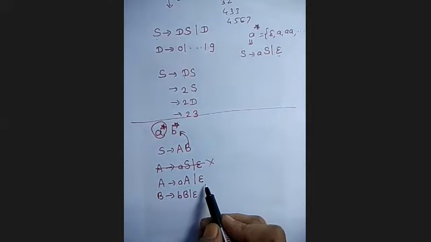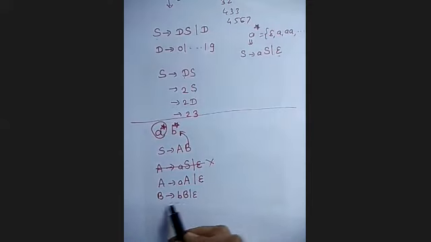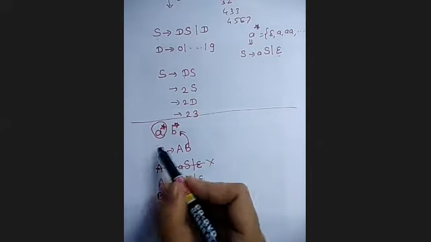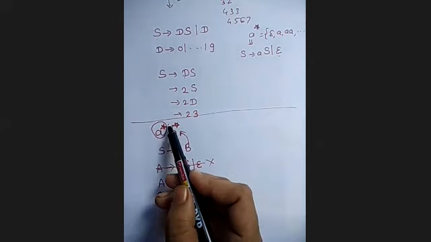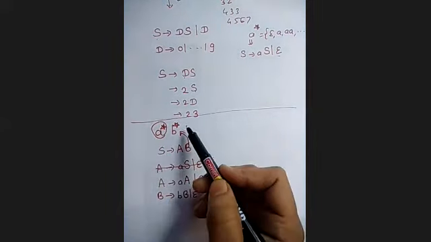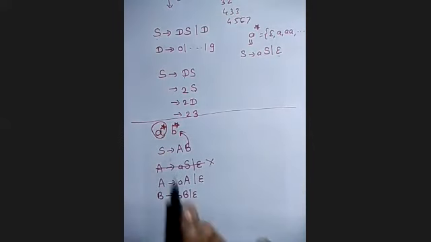This is what? A gives small a, capital A or epsilon. B gives BB or epsilon. Okay? So you can derive the strings and check what this language is: 0 or any occurrences of A followed by 0 or any occurrences of B.